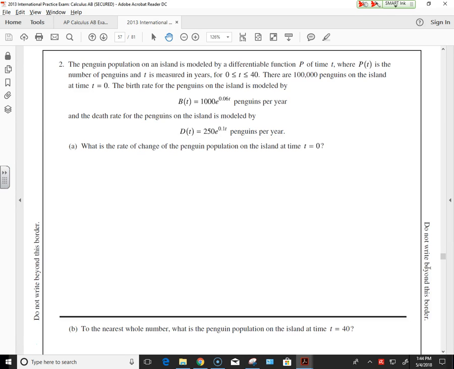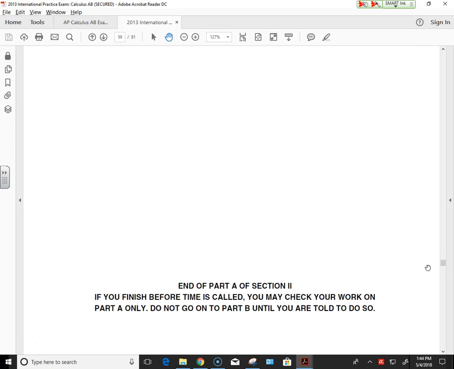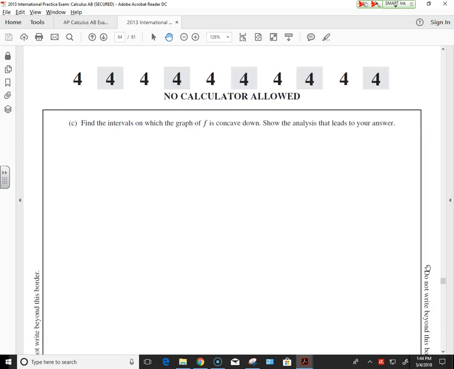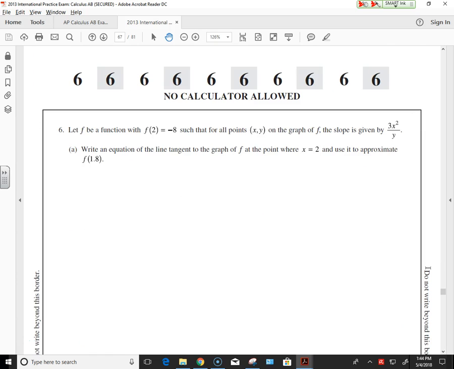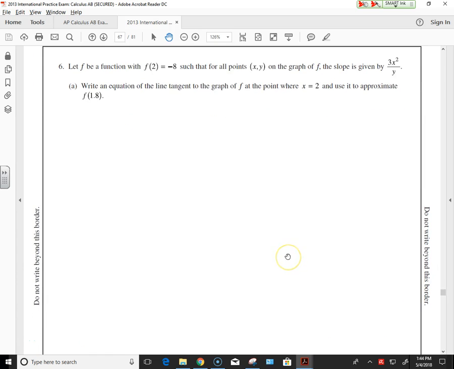Okay, any other questions on 2013? We've done 2, we've done 3, we've done 4, we've done a little bit of 5. 6, number what? A and B. Oh, I love A because it says what? Tangent line. I love tangent lines because all I need is y minus f of 2 equals f prime of 2 times x minus 2.